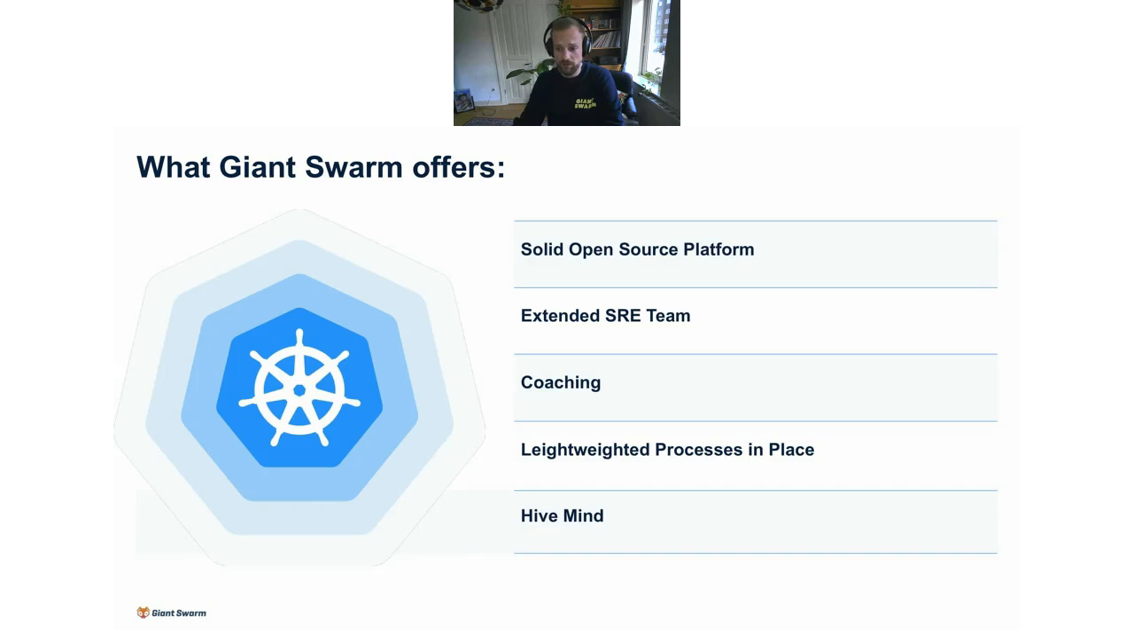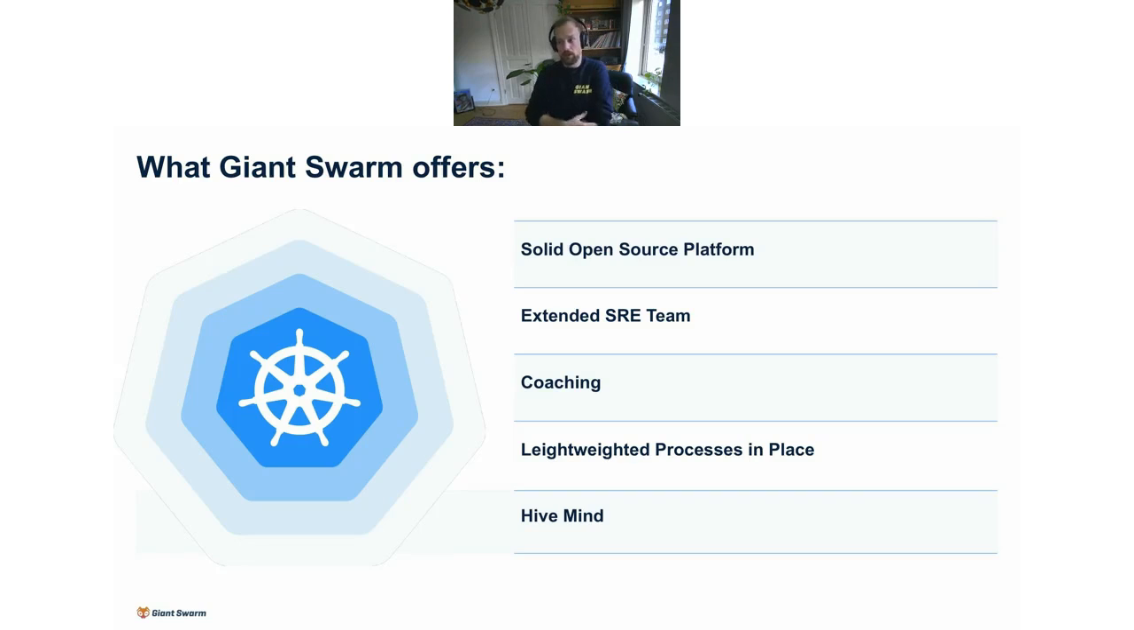GiantSwarm offers a solid open source platform. We set it up from different kinds of open source tools. We make sure that everything is open source, and we make sure that it's stable, tested and working great together. We have a lot of experience in this field. We have been doing this for a long time, and that's why we can say our platform is stable and can provide benefit for our customers.